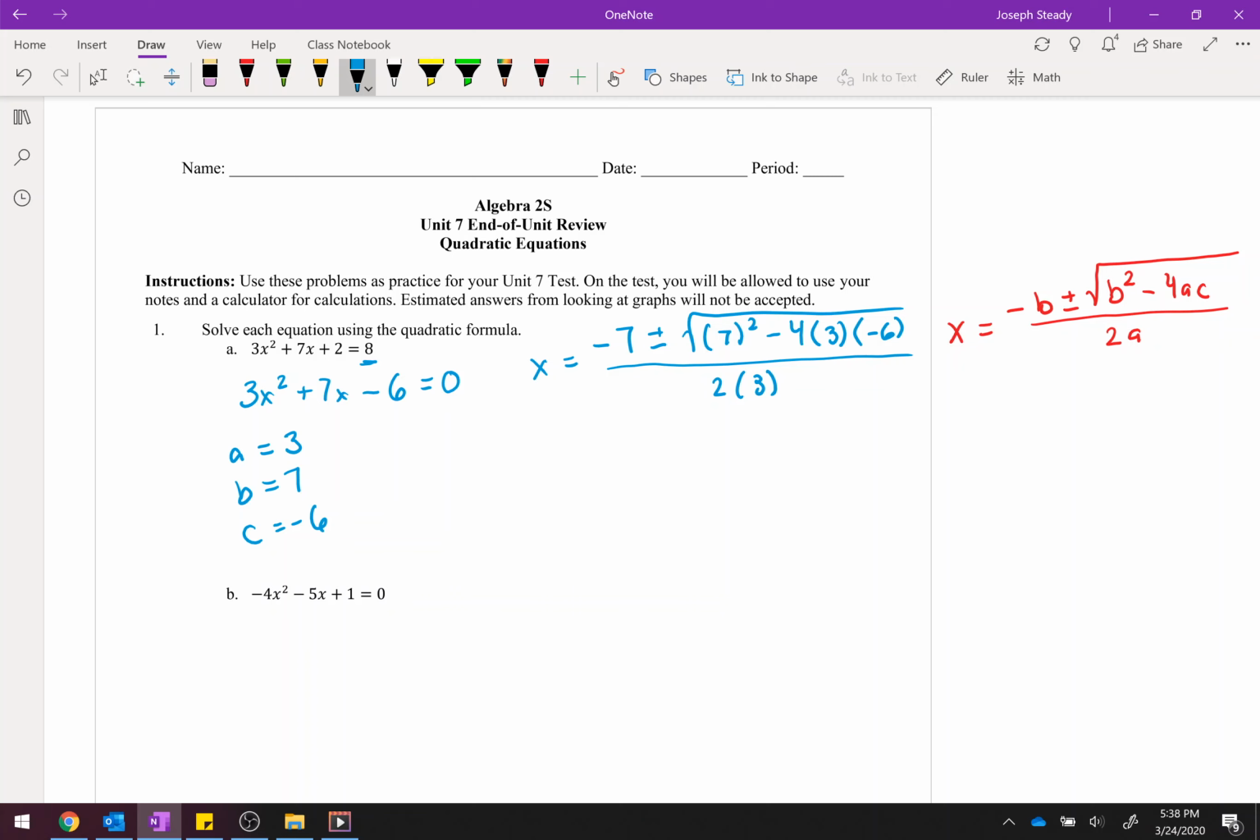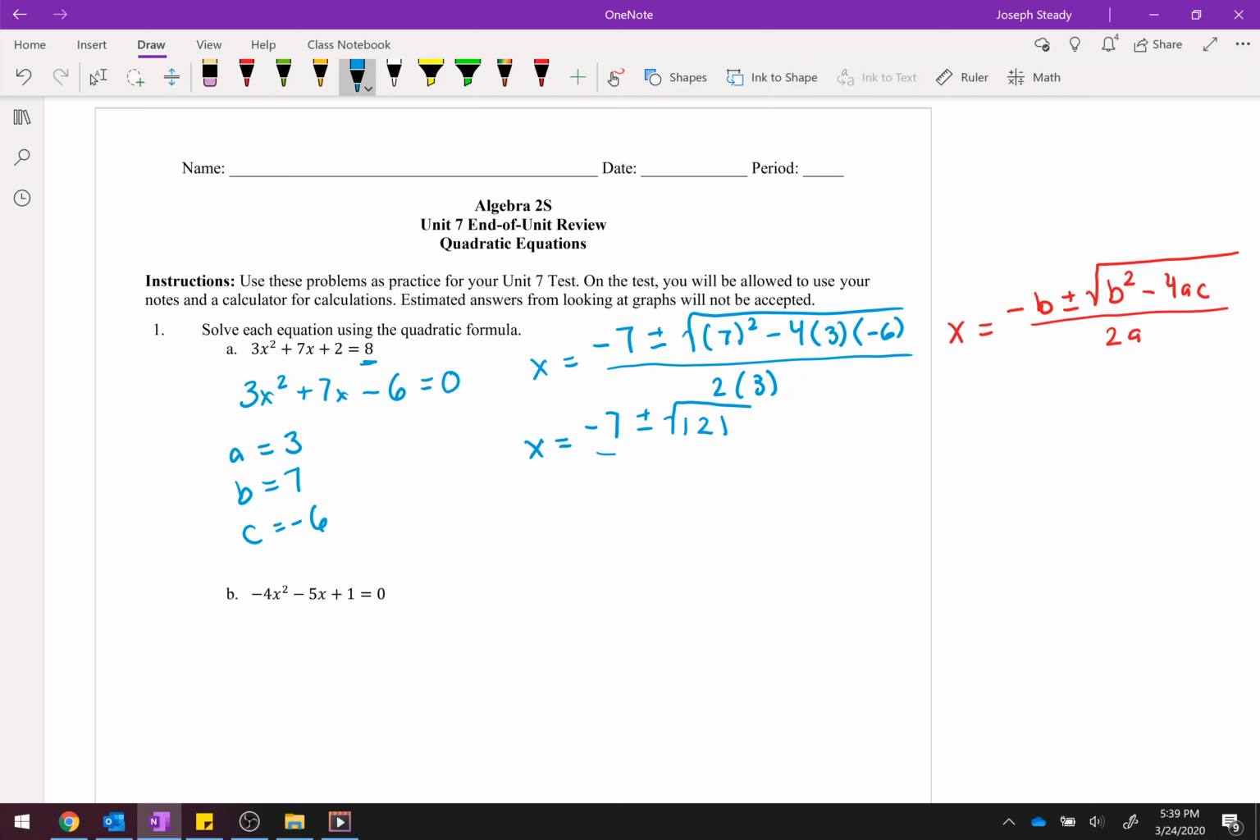From here we have to do quite a few calculations to simplify this down to some reasonable answers, and we're going to start by simplifying as much as we can on the top of our fraction. Negative 7 doesn't simplify anymore, so that will stay right there, but there's a lot of math we can do inside of this square root. In particular, 7 squared will give us 49, and negative 4 times 3 times negative 6 will give us positive 72.